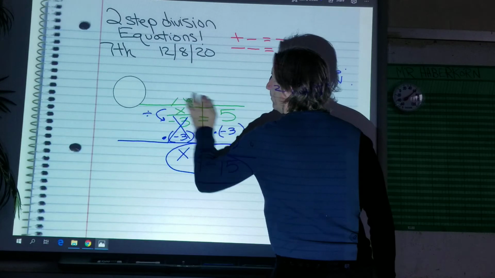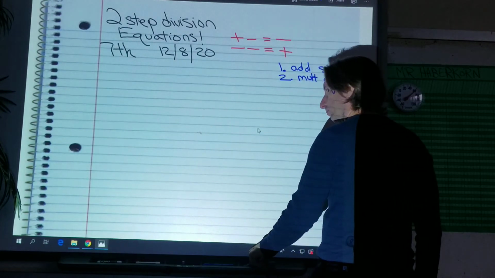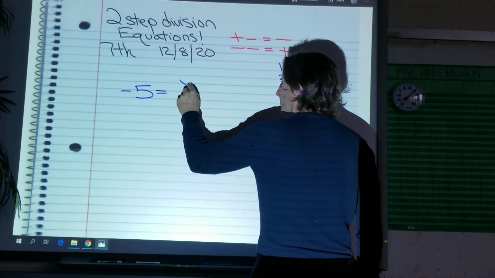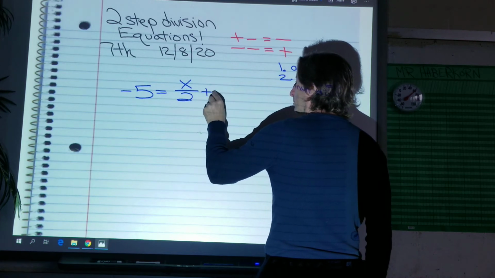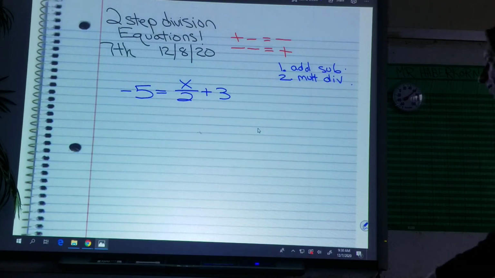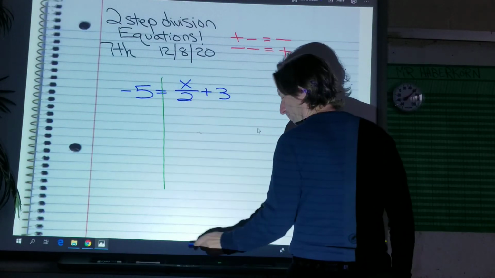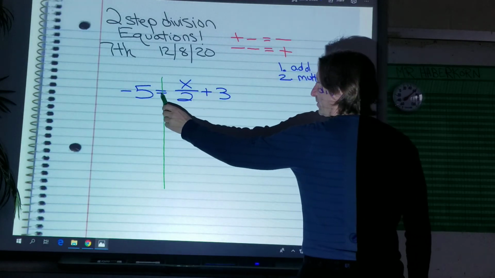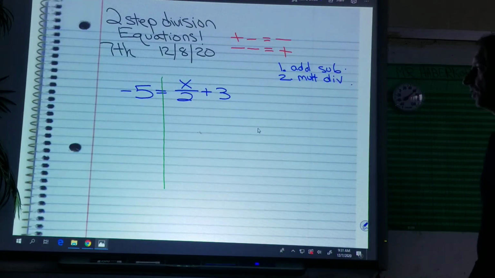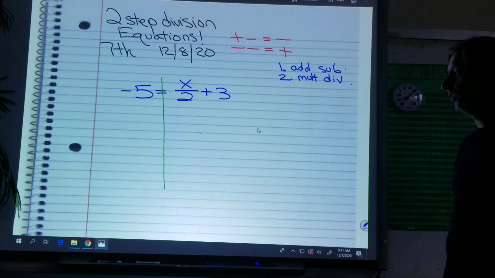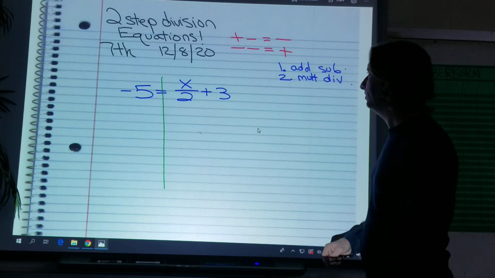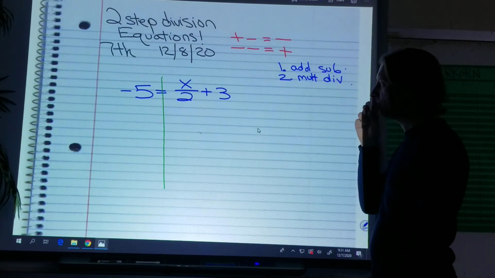Look at one more. We'll throw some negatives in here. All right. So we draw our line, right? Cut this problem in half. I have negative 5 equals x divided by 2 plus 3, okay? So step one is add and subtract. Remember, our goal is to get this by itself. So I have to get rid of the divide by 2, and I have to get rid of the plus 3. Get rid of the plus 3 first, right? Because we're adding and subtracting first.